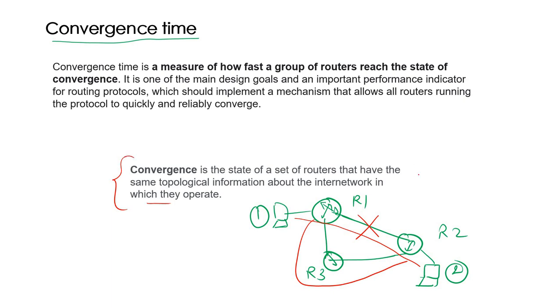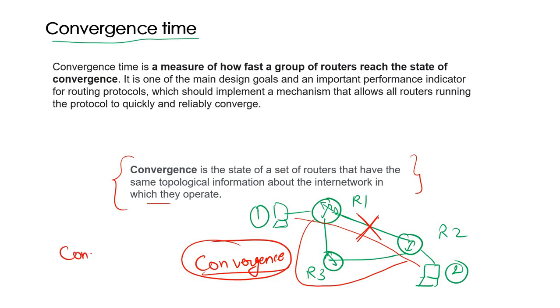I just copied it from Google, so it is a little complicated, but simply understand convergence like this: earlier computer 1 and 2 were communicating, now this link has failed and again they recover the same condition and communicate again. That is called convergence, that we get the same condition as before, and the time taken to get that communication back is called the convergence time.